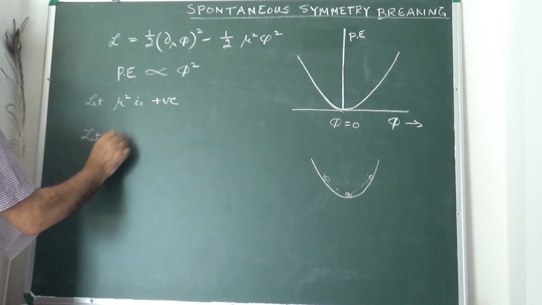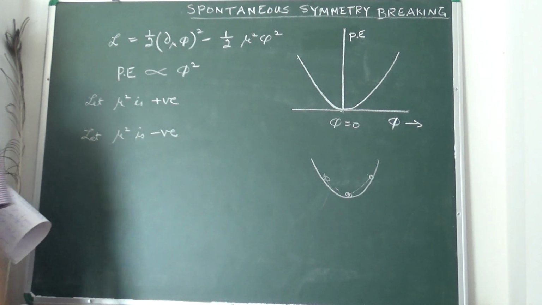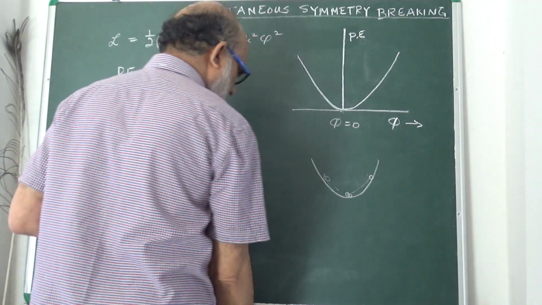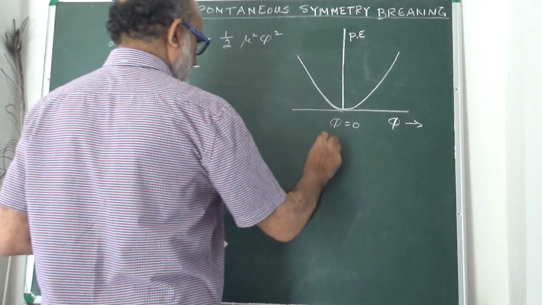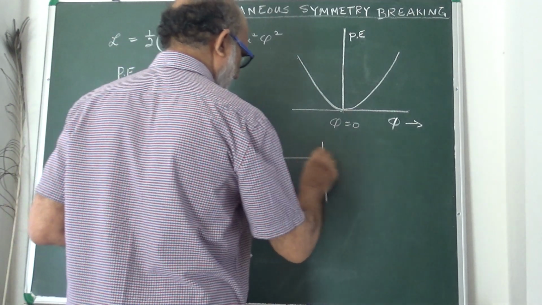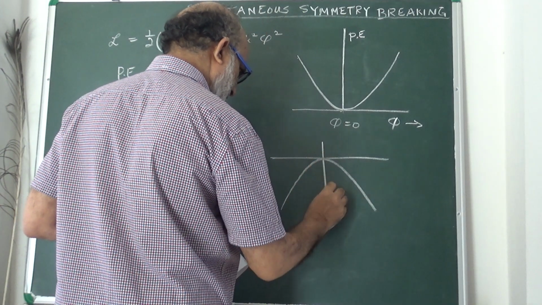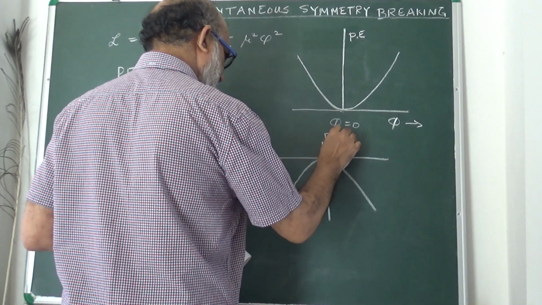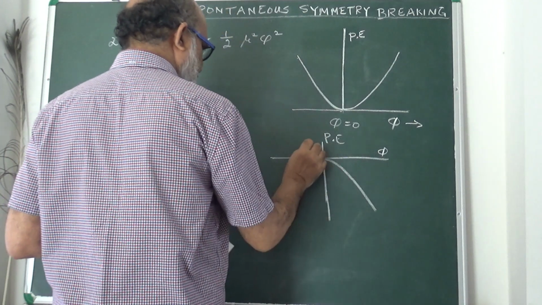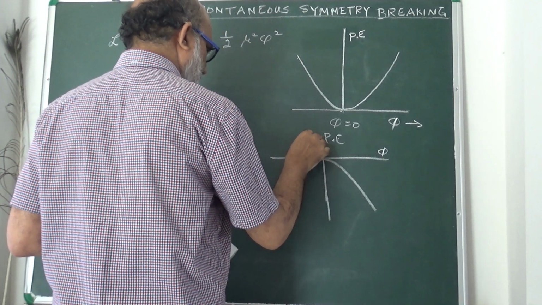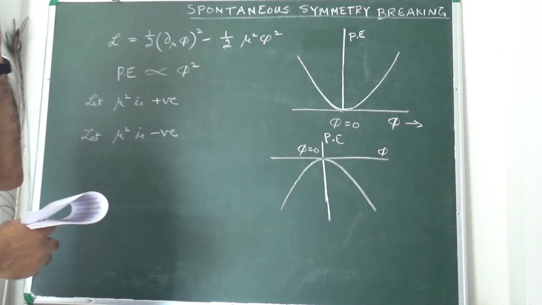Now let mu square be negative, then the potential energy curve will be upside down. For the negative part, the potential energy will be zero here. This is unstable equilibrium. This has no analogy of a particle in a cup.